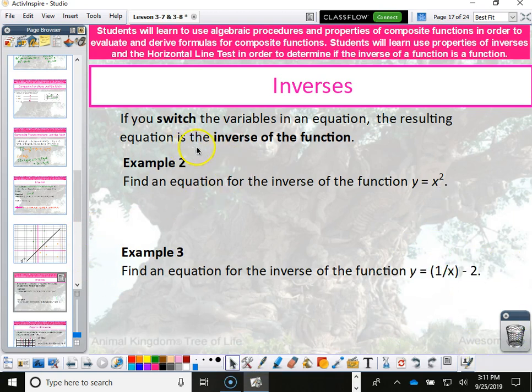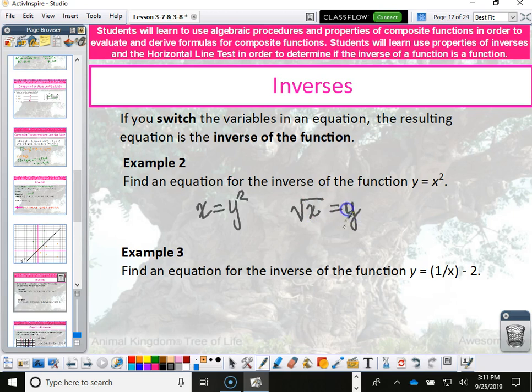All right, so then it says, if you switch the variables in an equation, the resulting equation is the inverse of the function. So here our function is y equals x squared. So if we switch our variables, instead of y equals x squared, it says x equals y squared. That's the inverse. So to find out what y equals, we would take the square root of both sides. And that tells me that the square root of x equals y.